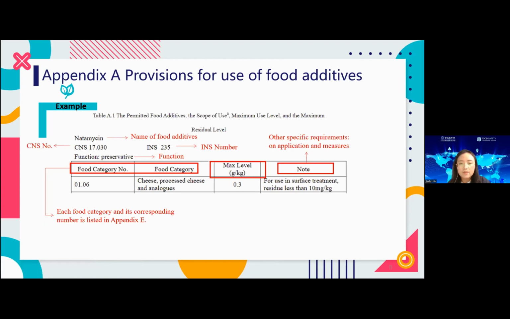In this picture, it also shows the function, food category number, food category, and the max level, and other information such as the residue limit in the notes. Other information such as the specific application requirements and the test methods will also be marked in the notes section. And when you want to use the food additives, you need to apply these requirements.